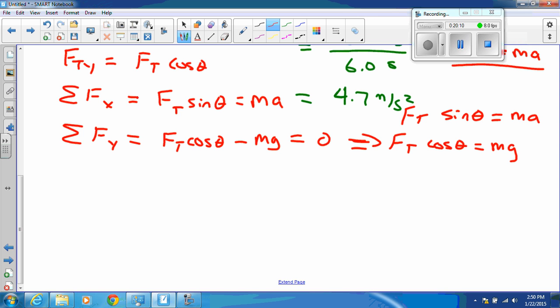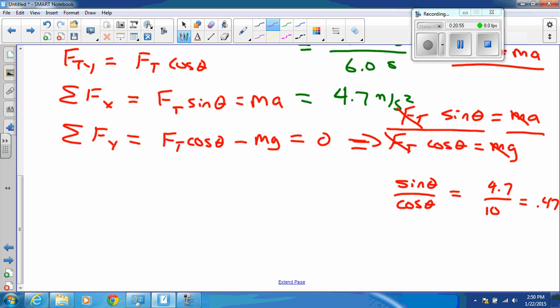We have a value for a, of course we have a value for g. And we are going to now eliminate F_T out of our equation, not by subtracting, but by dividing one equation by the other. This is the algebraic trick that you see once and you go, who would have thought of that? And you see it a second time and you go, oh, I could probably do that. You divide one equation by the other and a whole bunch of stuff cancels out. My F_T's cancel out, and the m's cancel out too, so that the fuzzy dice mass does not matter for the problem. And I get sine theta over cosine theta is equal to 4.7 over 10, or 0.47, with no units because the meters per second squared cancel out.